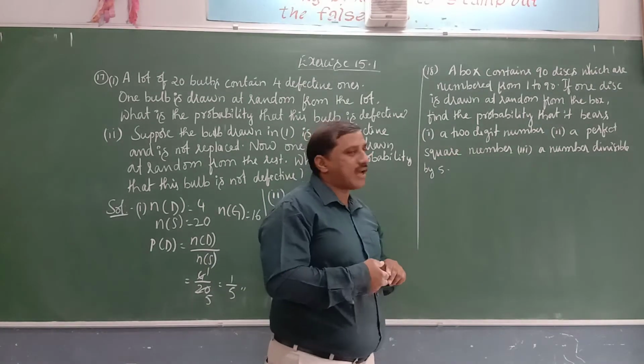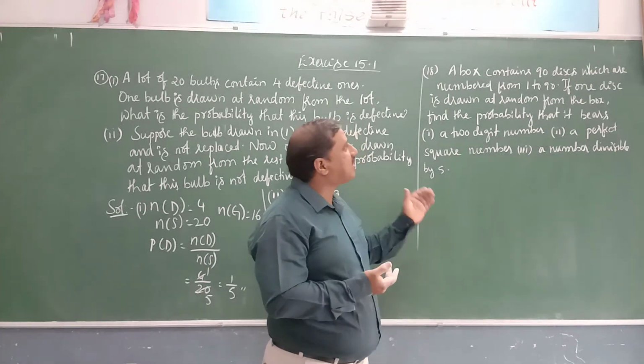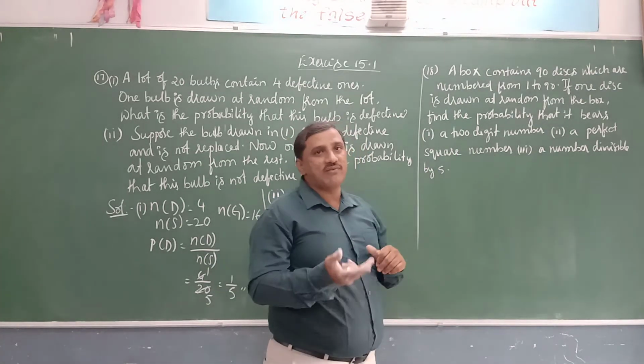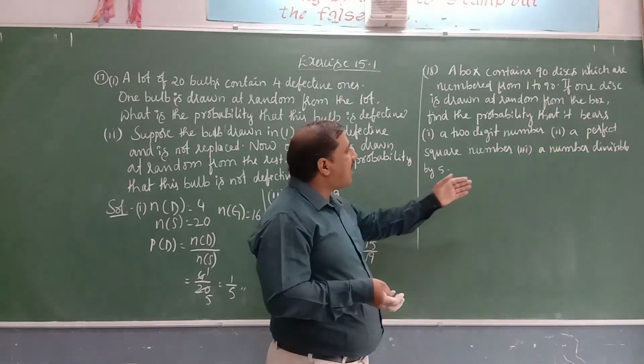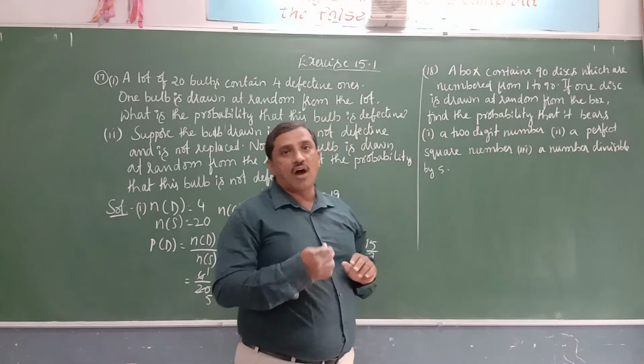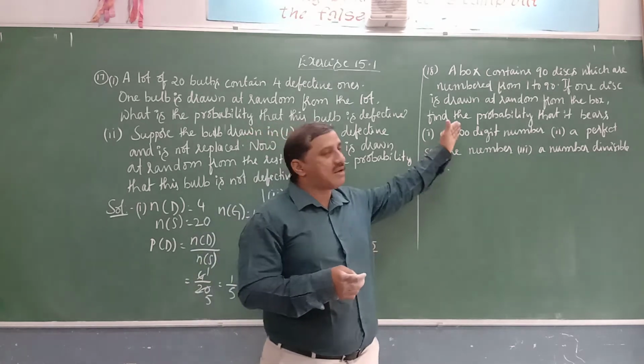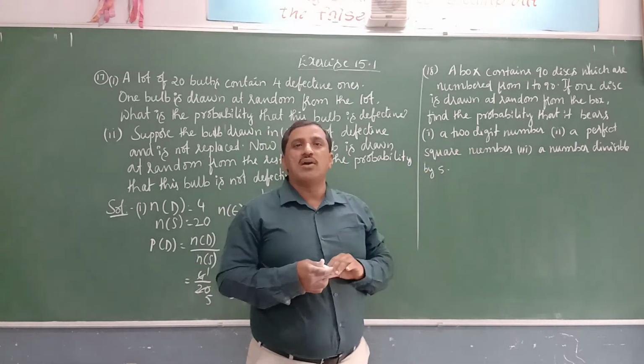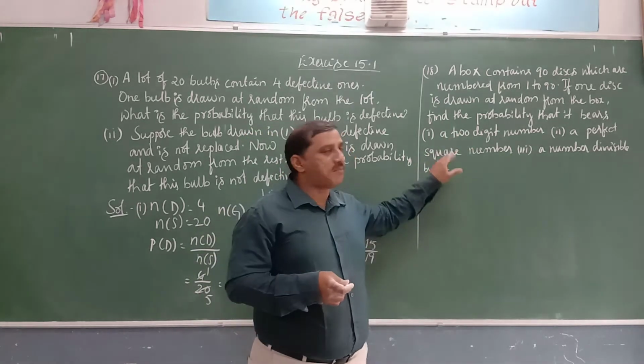Or is a perfect square number. How many perfect squares are there from 1 to 90? We need to find that, then we can find its probability. Or a number divisible by 5. How many numbers are divisible by 5 from 1 to 90? Then we can find the probabilities.